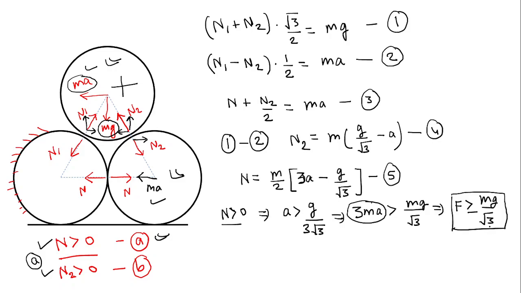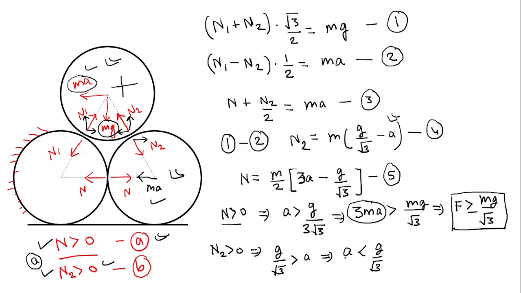Now for maxima, what do you get? N2 should be greater than 0. You have already got N2 from this equation. So here you get G by root 3 should be greater than A. That means A should be less than G by root 3.